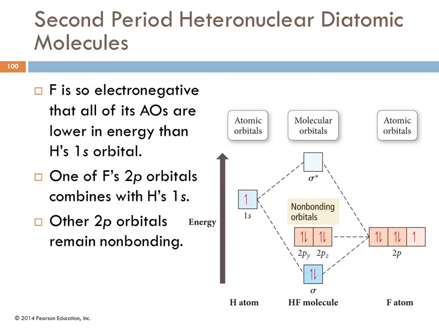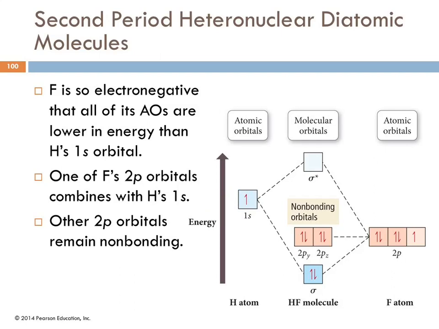So here we're looking at hydrogen and fluorine. Fluorine is the most electronegative element. So fluorine has its 2p orbitals here, and here's hydrogen with its 1s orbital. And what happens is, because it's so electronegative, all of its valence orbitals are lower in energy than hydrogen's 1s.